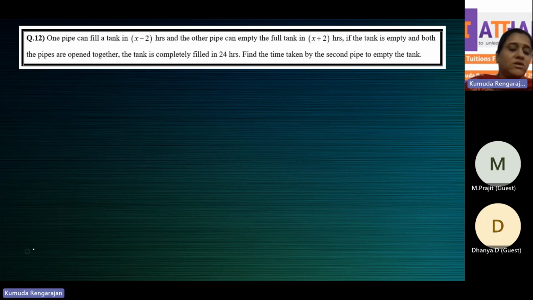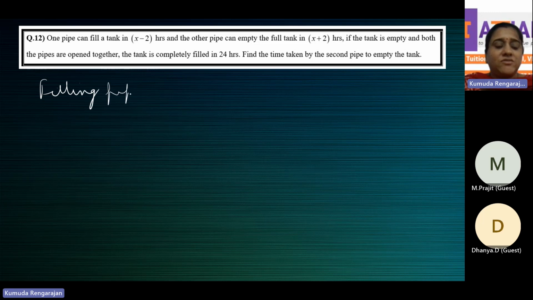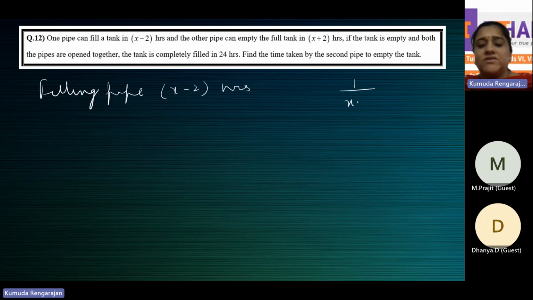So now coming back to this question, one pipe can fill a tank in x minus 2 hours. So that filling pipe can fill the tank in x minus 2 hours. What is the reciprocal of that? 1 by x minus 2. What is this? This is the work done in 1 hour. Reciprocal of the total time taken represents the fraction of the work completed in 1 hour. So this is the work done in 1 hour by the filling pipe.